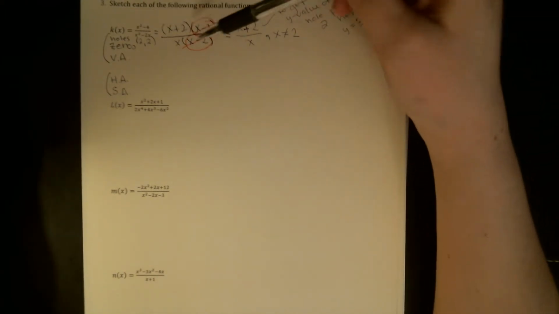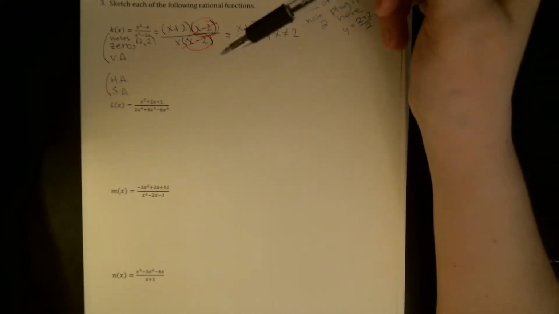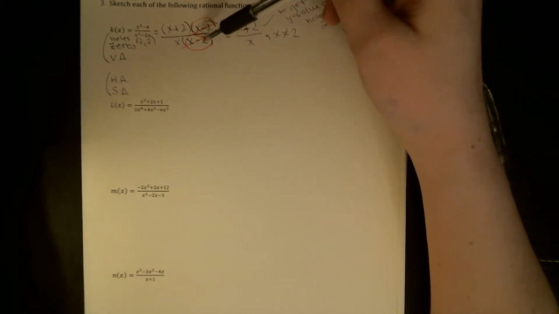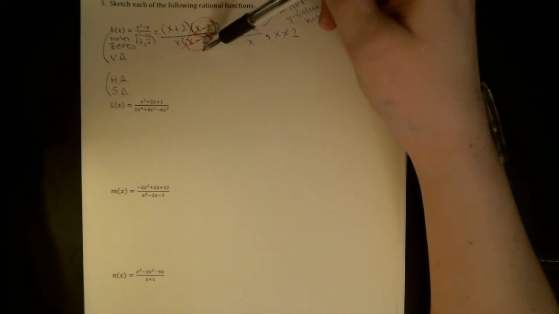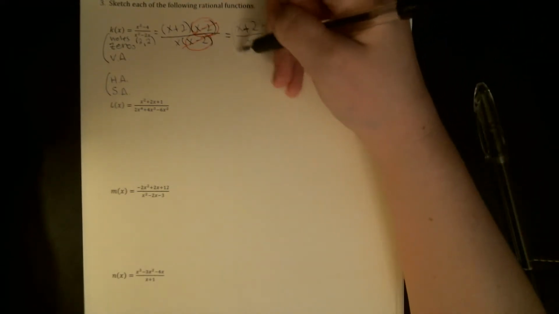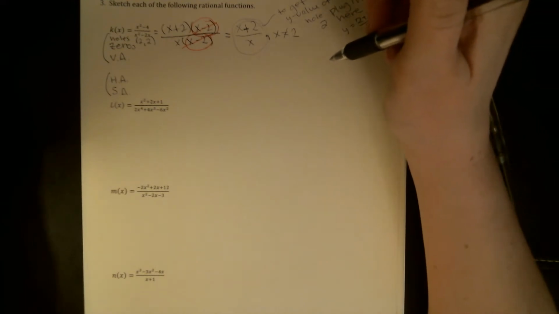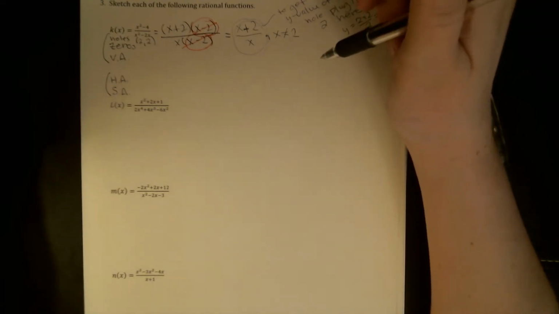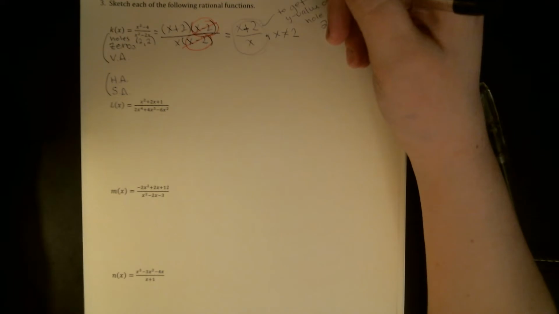Zeros. Zeros happen when the top is 0, so we could look at any of these three. Again, you want to be a little careful. They happen when the top is 0 and the bottom is not. So we've already identified that 2 is not a 0, it's a hole. So it may be safest to look at the simplified version to make sure you don't accidentally list the x equals 2 as a 0 or a vertical asymptote.